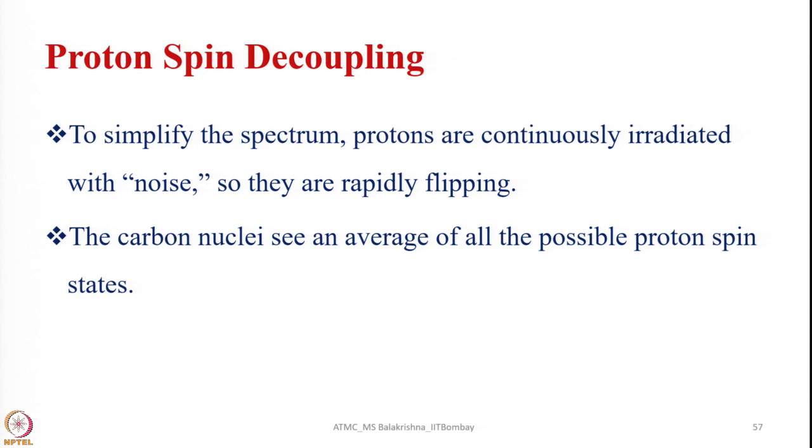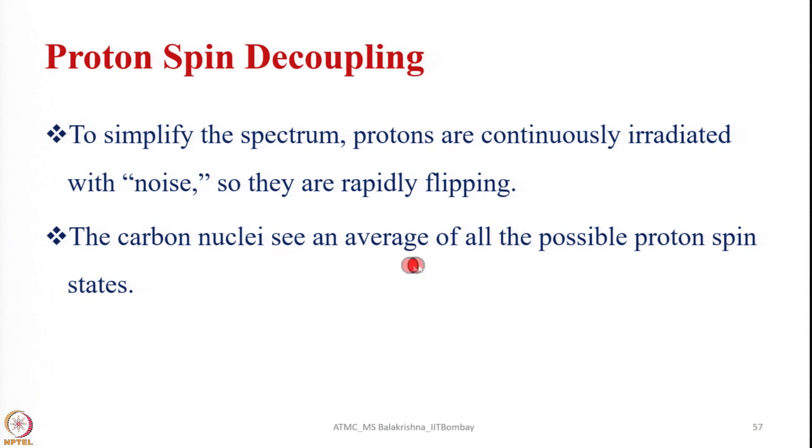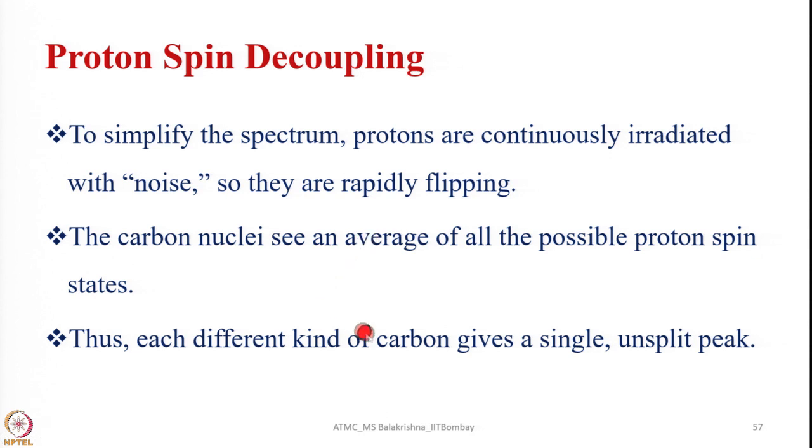Since carbon-carbon coupling is not there, just by looking at the local symmetry you should be able to identify how many signals to expect, and if you see that many signals in the NMR, yes, you can say you got your compound. So the carbon nucleus sees an average of all the possible proton spin states, and thus each different kind of carbon gives a single unsplit peak.